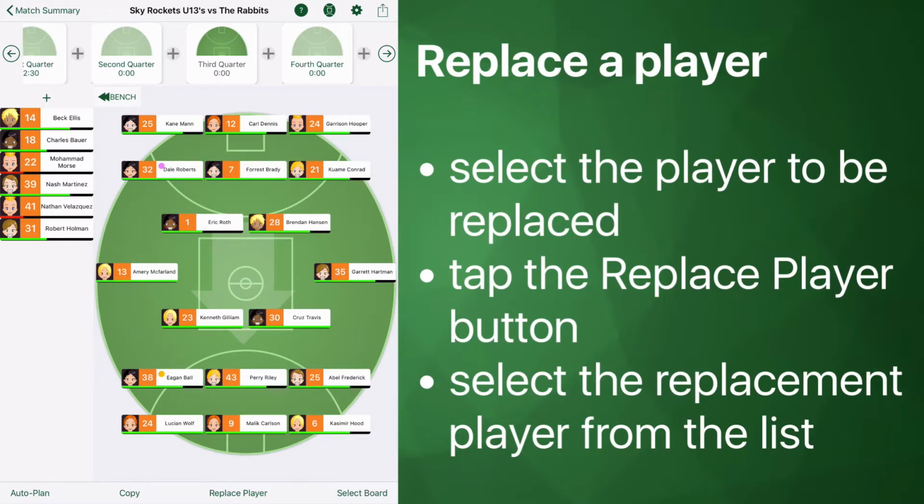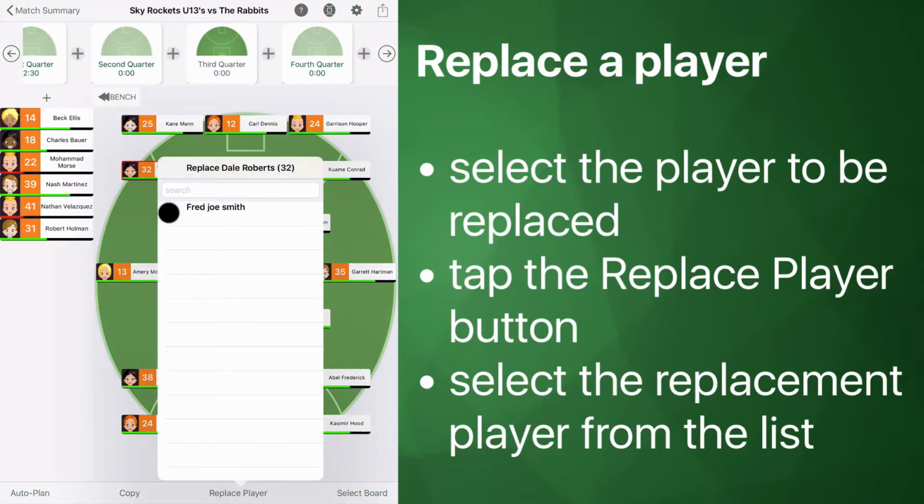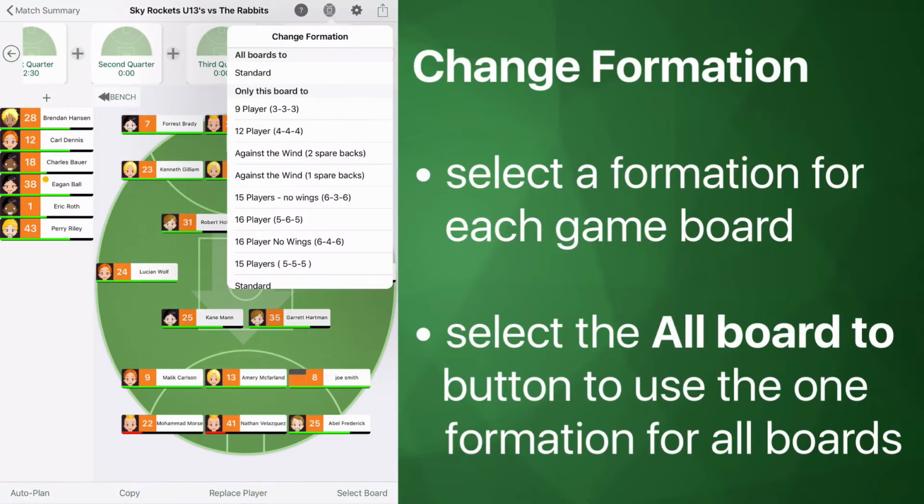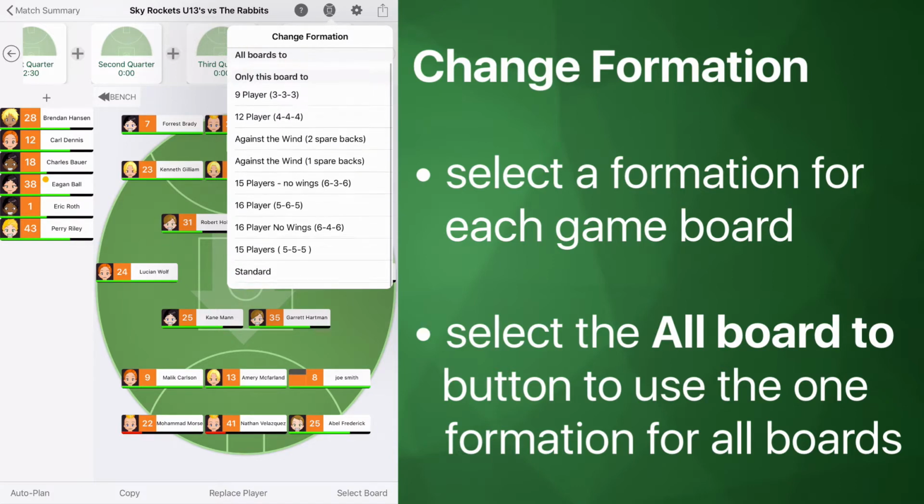Use the Replace feature to replace a player across all game boards. First select the player, tap the Replace Player button, select the new player. You can use this feature just before a match if a player is unavailable. Change the formation for one game board or for all game boards.